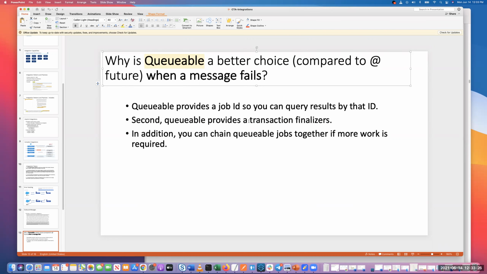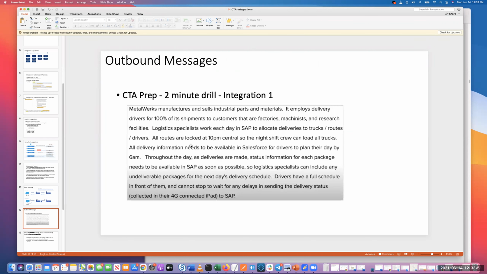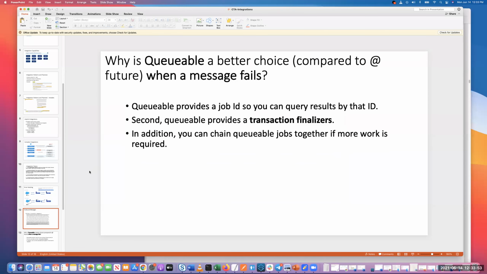It also provides something called Transaction Finalizers. If you just Google, there's a nice document. I was not aware of this, but just read that. I don't know if you'll get any questions, but it's a very good concept for Queueable. And then you can chain, which is also important, so you can do multiple calls. Just watch this video on his integration, and be aware of this.